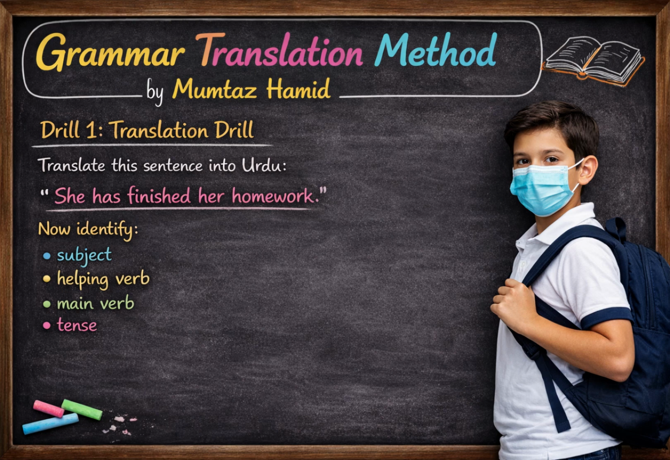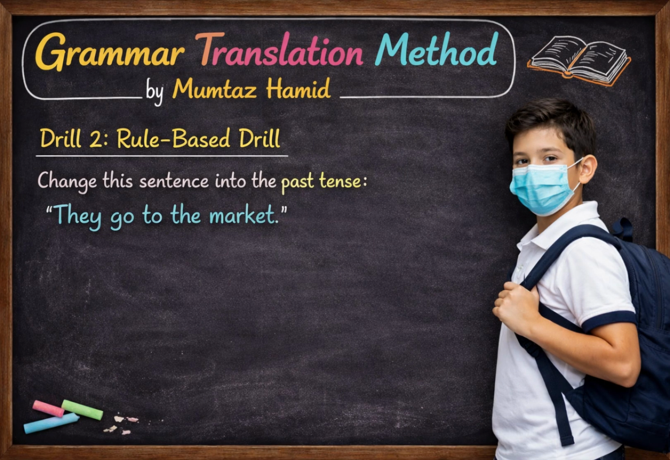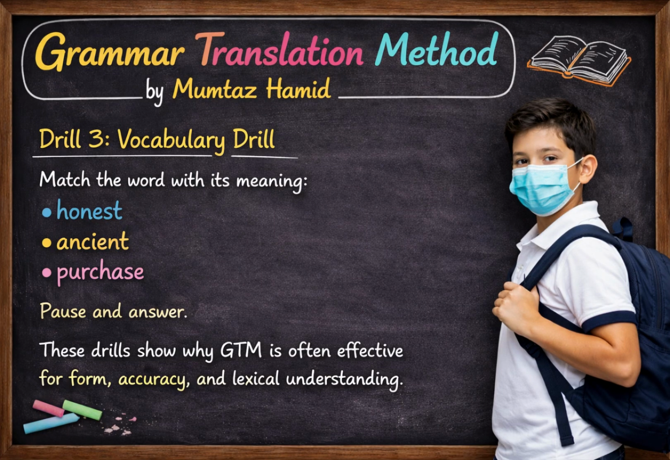Drill 2, rule-based drill. Change this sentence into the past tense: They go to the market. Answer: They went to the market. Drill 3. Vocabulary drill. Match the word with its meaning: honest, ancient, purchase. Pause and answer. These drills show why GTM is often effective for form, accuracy, and lexical understanding.